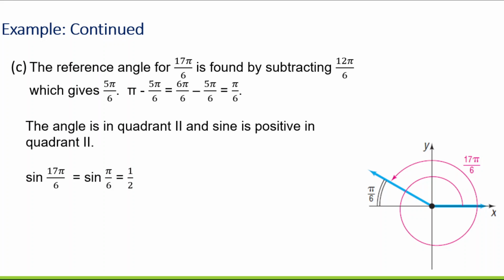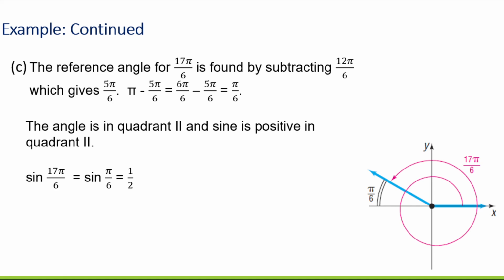Hello. In these two examples, we will continue finding the exact value of trig functions using a reference angle. But for these two examples, we will be using radians. And so for part C, we were finding the sine of 17 pi over 6.